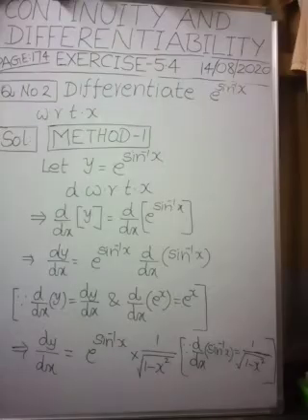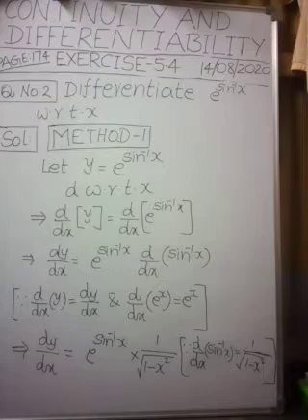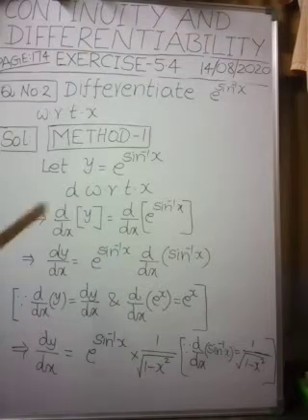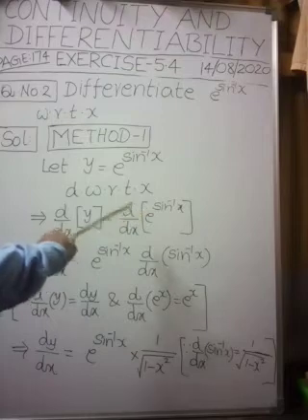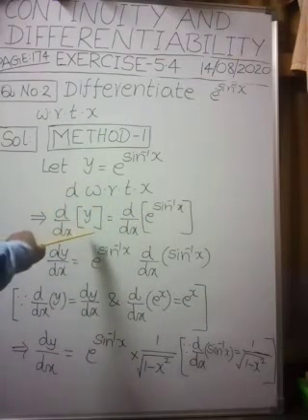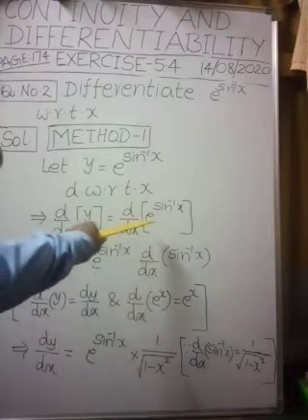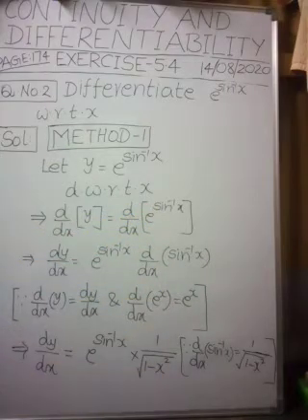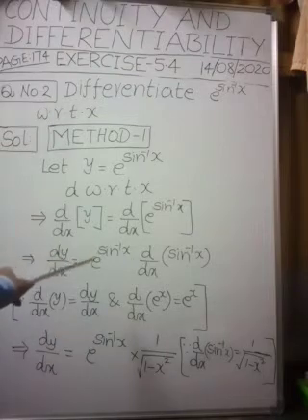Then what is the differential operator here? If you take differentiating with respect to x, d by dx. So I wrote d by dx on both sides. So d by dx of y is equal to d by dx of e power sin inverse x. Understood this step, my dear children?